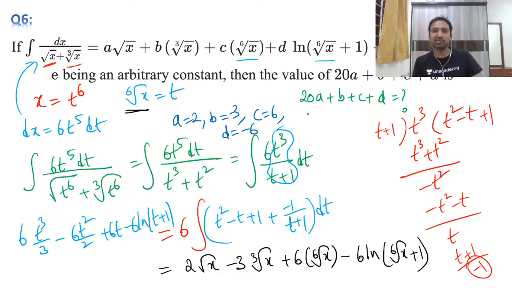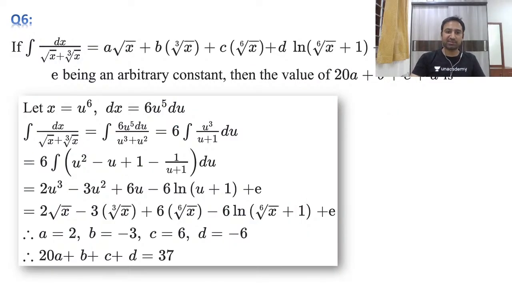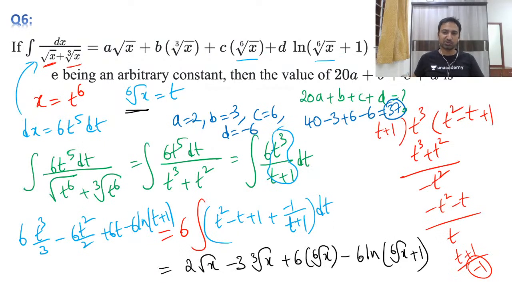You need to substitute all these values here. If you substitute, 20A is 40, minus 3, plus 6, minus 6. So total how much are we getting? Am I getting 37? So that's it. 37 is the answer, guys. Clear now? Any doubts in this question? How we calculated this? Okay, good.